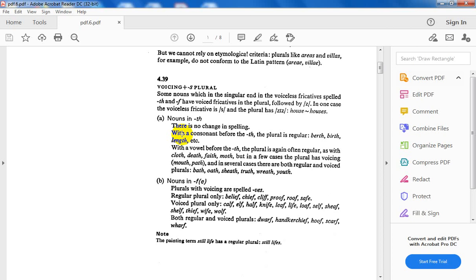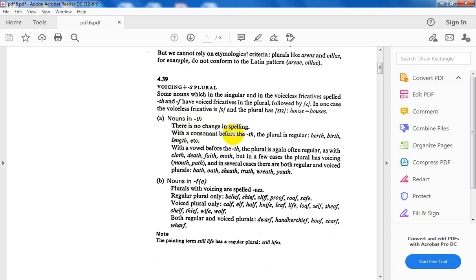So, nouns in th. First of all, there is no change in spelling. That is, th in singular becomes th in plural. So where will the change be? In what?